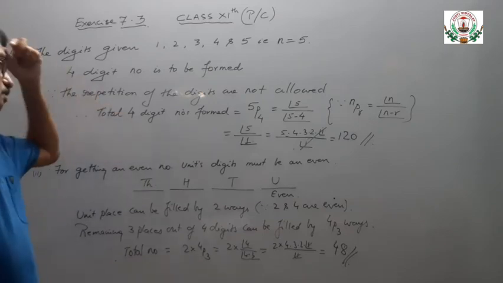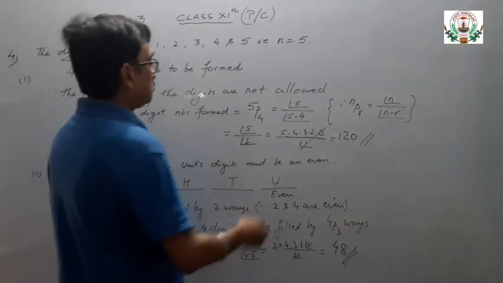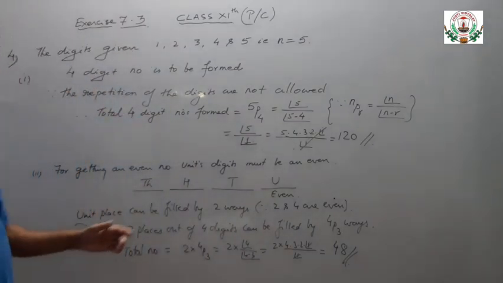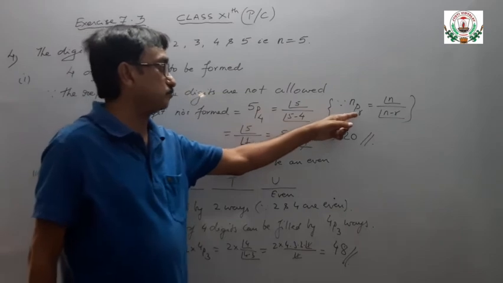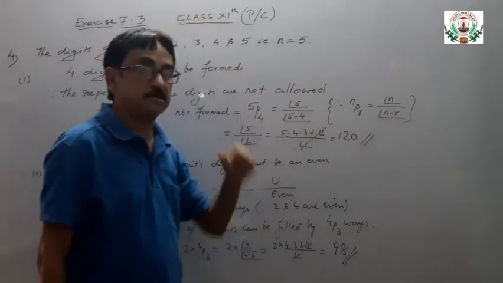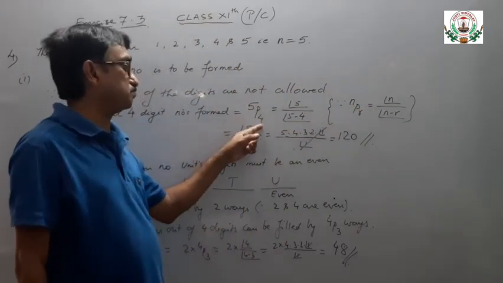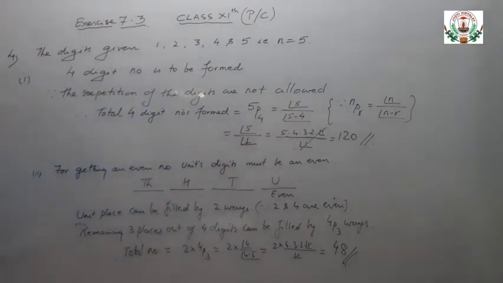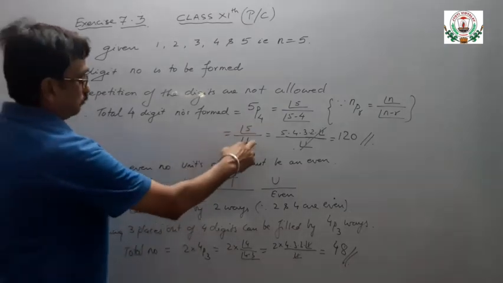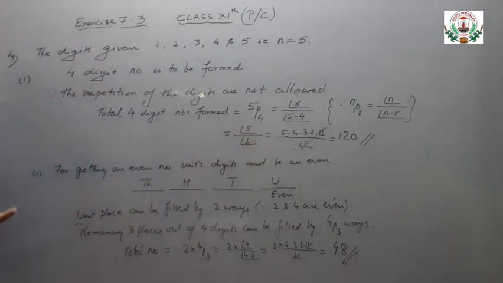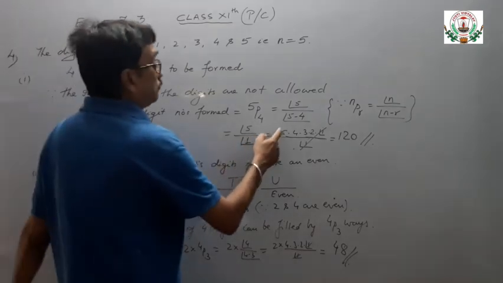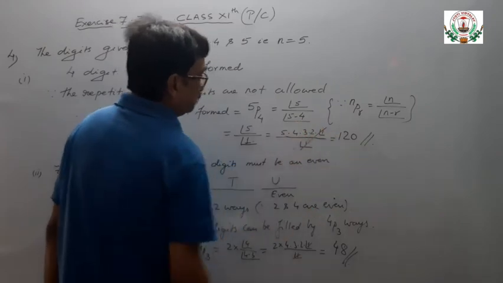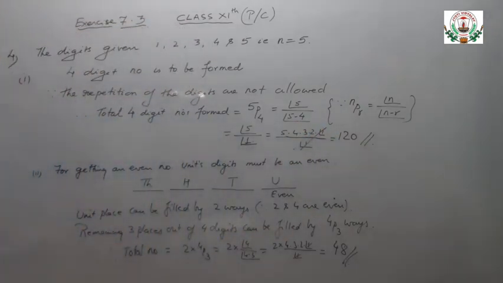So total 4-digit numbers to be formed are given by the formula nPr, so it will become 5P4. By the formula, nPr equals factorial n upon factorial n minus r. n is 5, r is 4, so it becomes factorial 5 upon factorial 5 minus 4, that is factorial 5 upon factorial 1. Factorial 1 value is 1 only. So 5 into 4 into 3 into 2 into factorial 1 cancel out. Multiply, so we get 120.